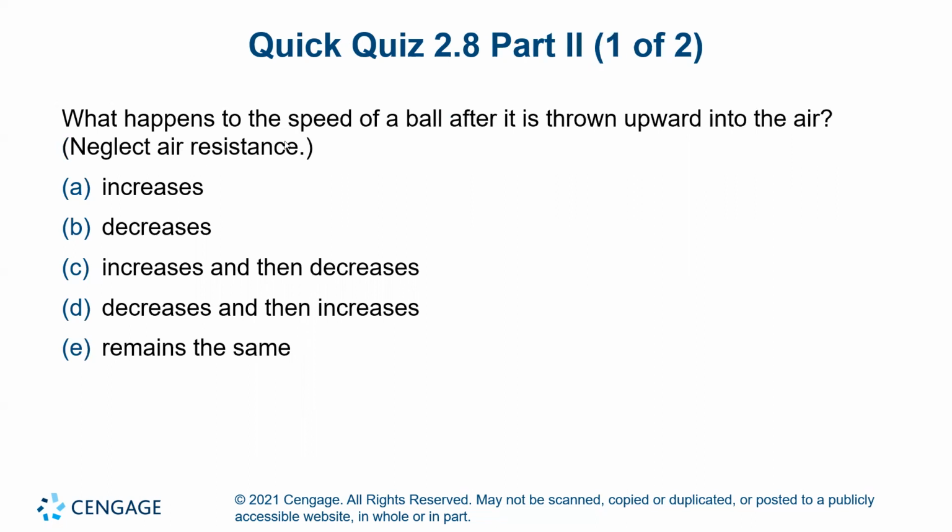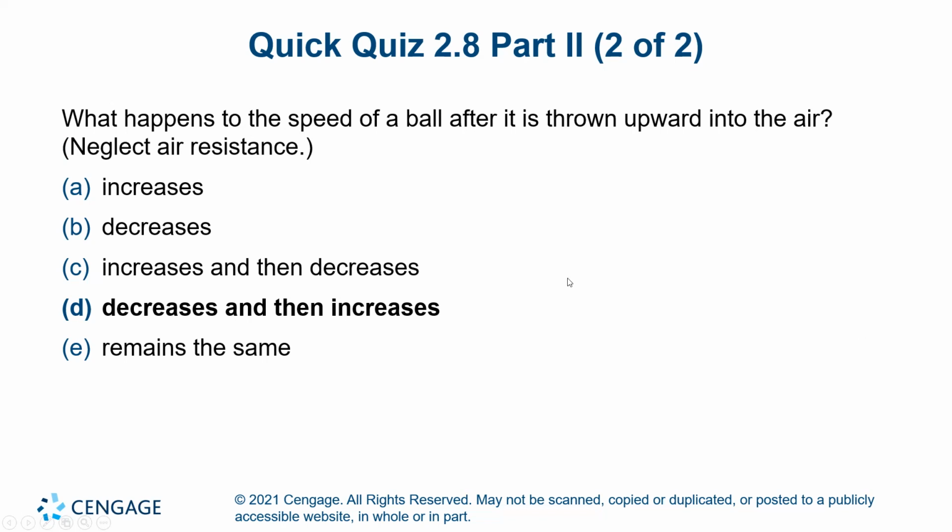How about this? What happens to the speed of a ball after it is thrown upward into the air? A, increase. B, decrease. C, increase and then decrease. D, decrease and then increase. E, remain the same. What is your answer? So the correct answer is letter D. While the ball is rising, it is slowing down. After reaching the highest point, the ball begins to fall and its speed increases.